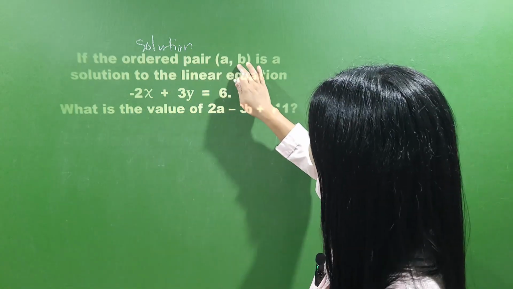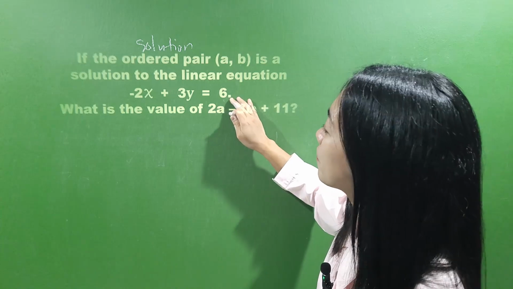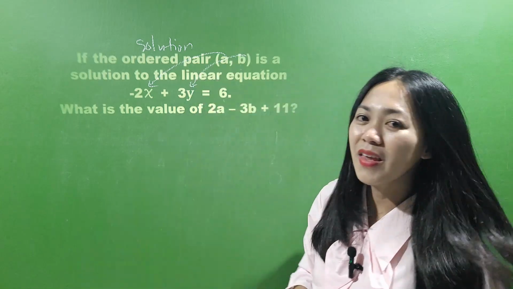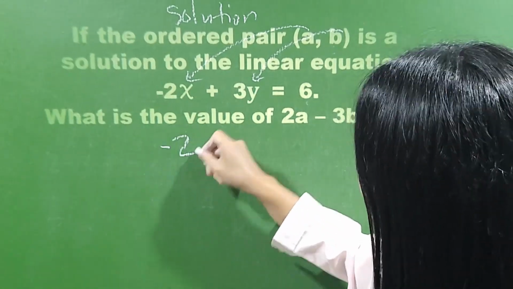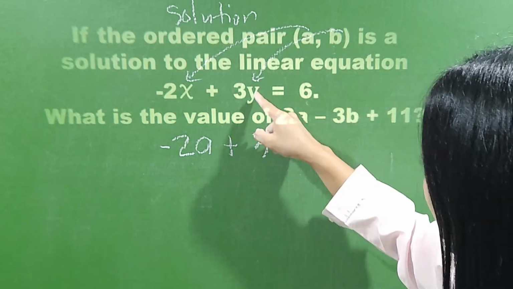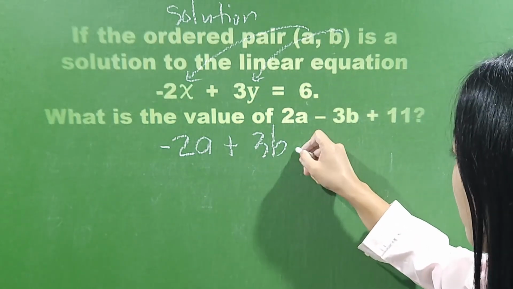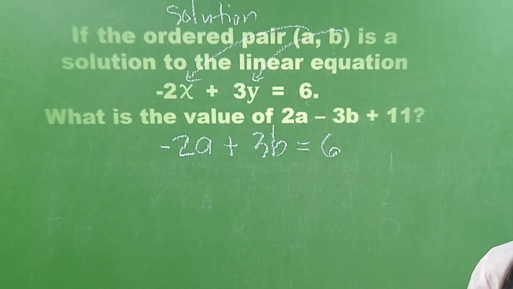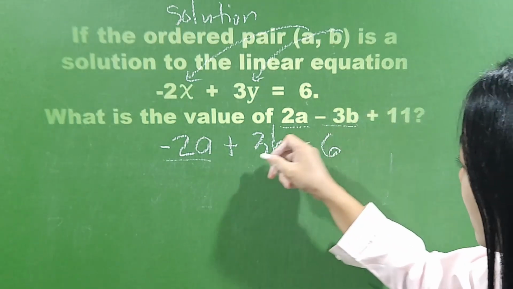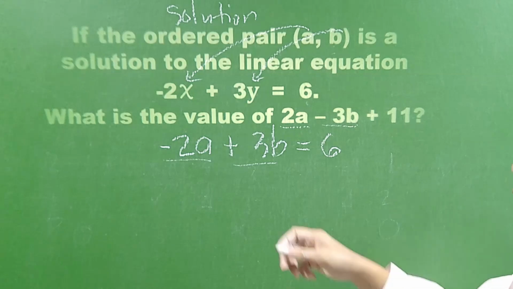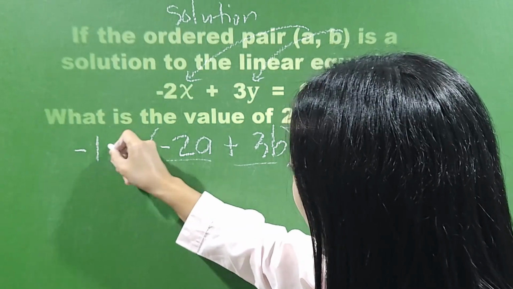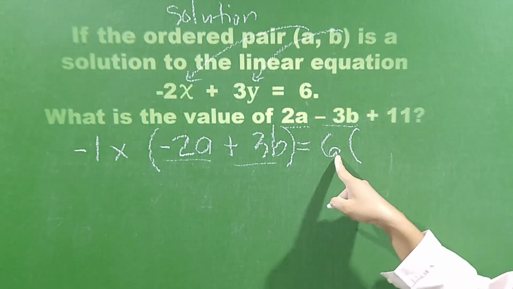Okay, since this is our solution to this linear equation, then we will just be substituting this value in this equation. So this is now negative 2, x is a, so negative 2a, plus 3, y is b, so this is 3b. And this is equal to 6. Okay, look at this one. This is positive 2a, this is negative 2a. This is negative 3b, this is positive 3b. Okay, to make this same with this one, we have to multiply this one by negative 1. So we have to multiply the other side also.